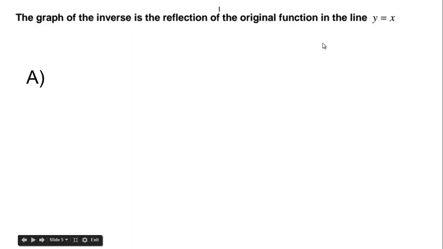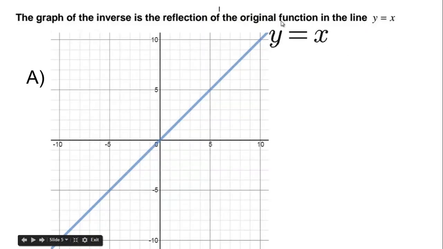Looking at our graph, the inverse is a reflection in the line y equals x. Since y and x change roles, we actually see a reflection in that line y equals x. This blue line is the line y equals x. It has a slope of 1 and a y-intercept of 0, so it goes through 1, 1, 5, 5, 10, 10, and so on. That's y equals x.